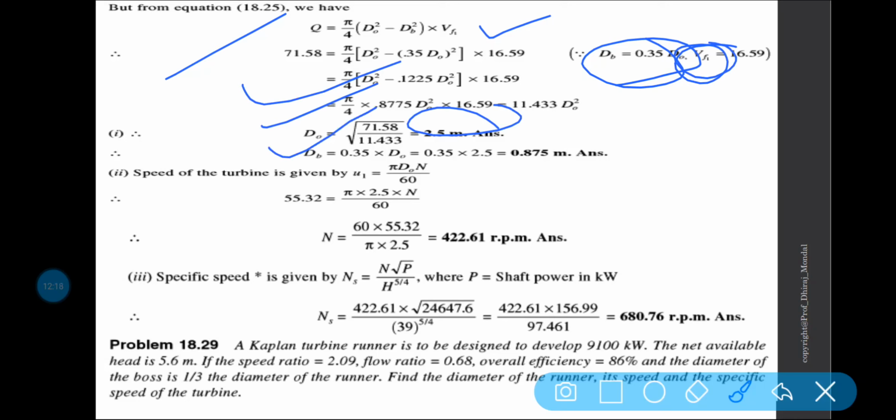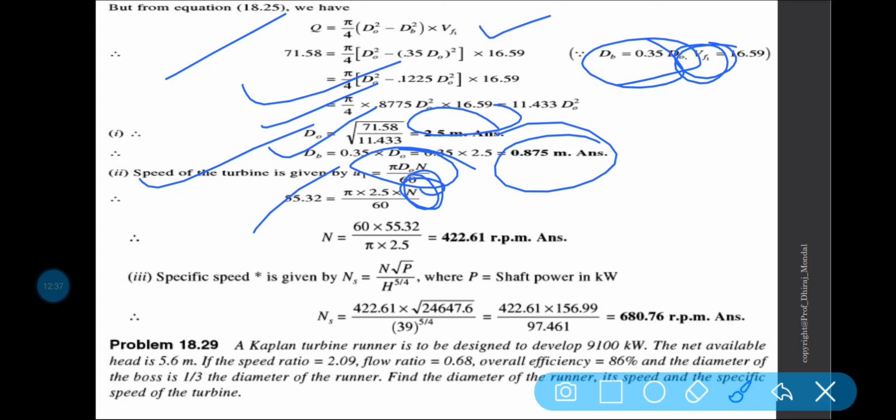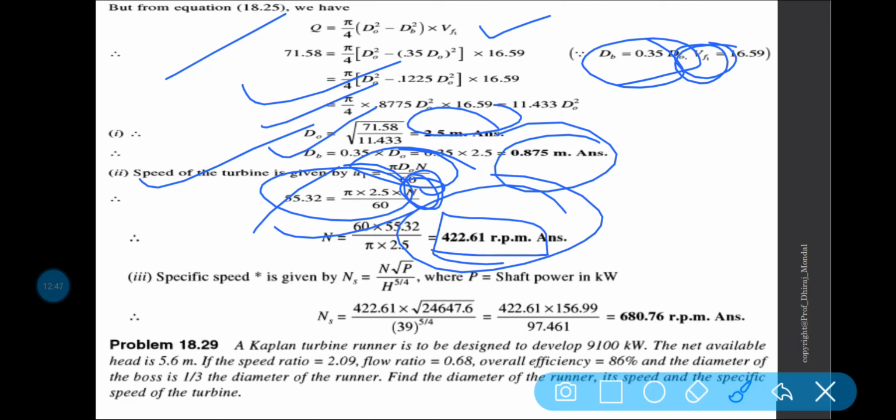Clear? As you have got D naught, you can find out B naught, that is 0.3 times of 2.5, which is 0.75 meter. Speed of the turbine, U1 is equal to pi D naught n by 60. If you have U1 and D naught, all the data are known, so n you can find out: 422.61 rpm. Remember, when you are getting this speed, it is basically rpm.